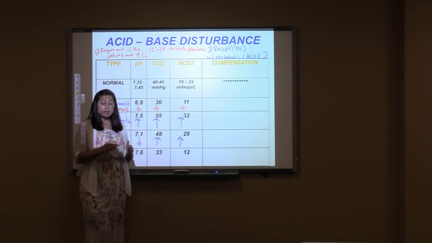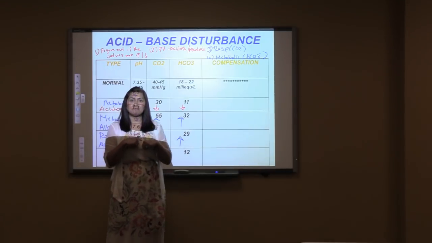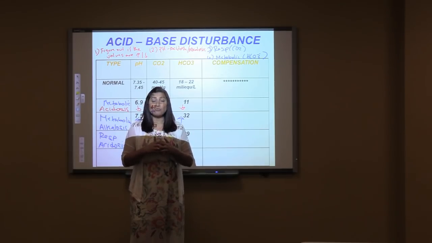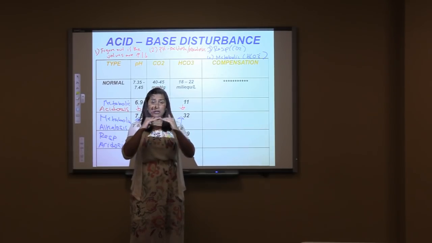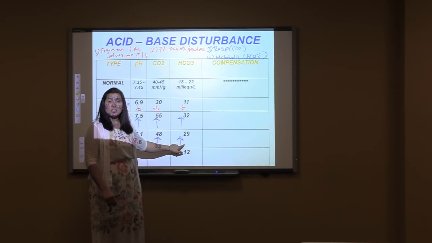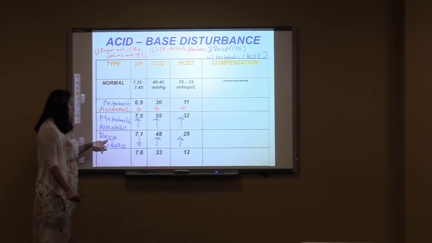To double check, if somebody has metabolic acidosis, what should the bicarbonate levels be? Ideally, it should be low. Is it low? No, it's high. So it's the opposite system, which is the respiratory.